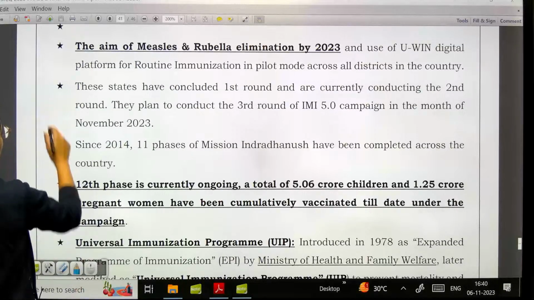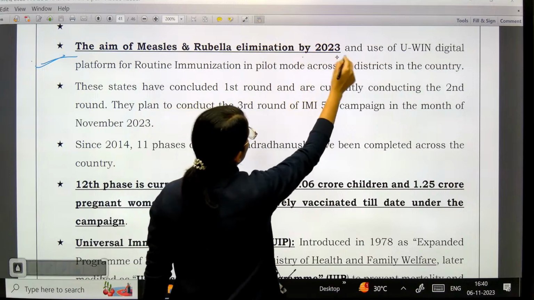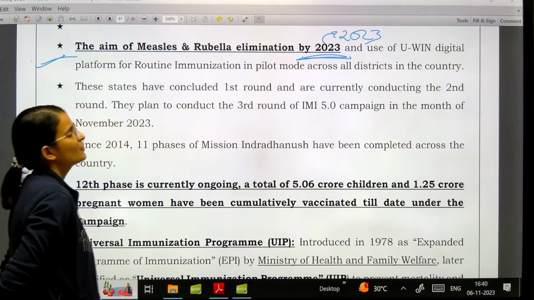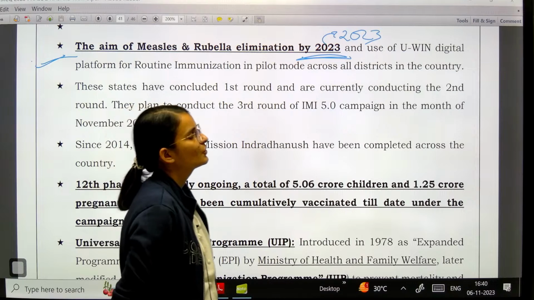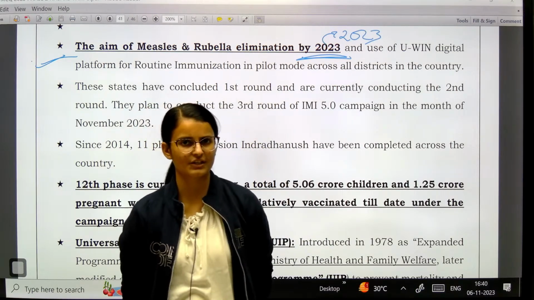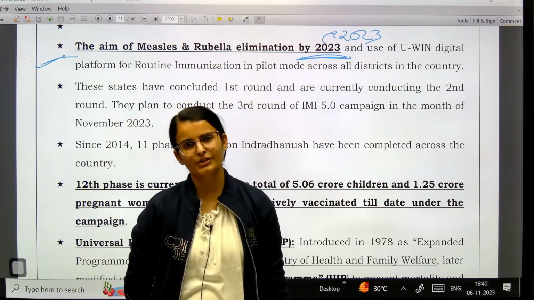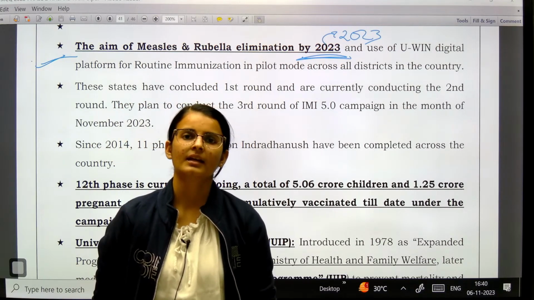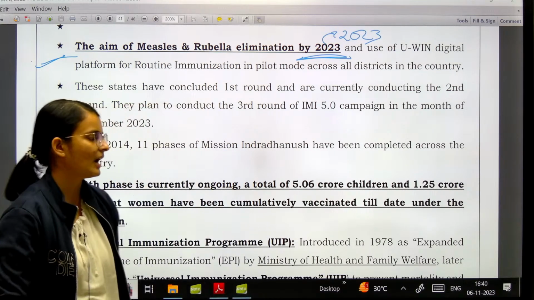Now if we talk about the current status, the aim is elimination of rubella and measles by 2023. Okay, and use of U-WIN digital platform for routine immunization in pilot mode. So the U-WIN digital platform is based on the guidelines of the COVID-19 vaccination platform, CoWIN. Okay, and it contains the information of all the vaccination, and a digital certificate is provided to the parents of the child immediately after the vaccination.